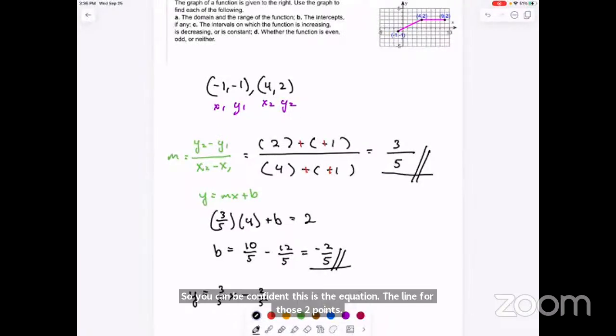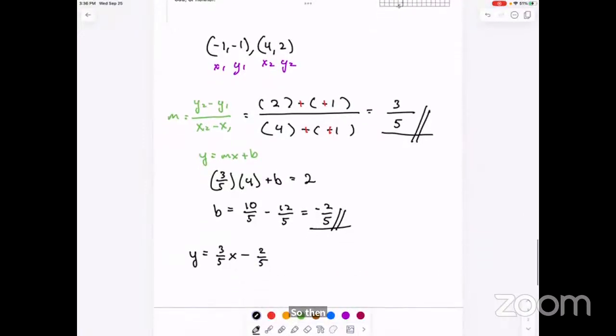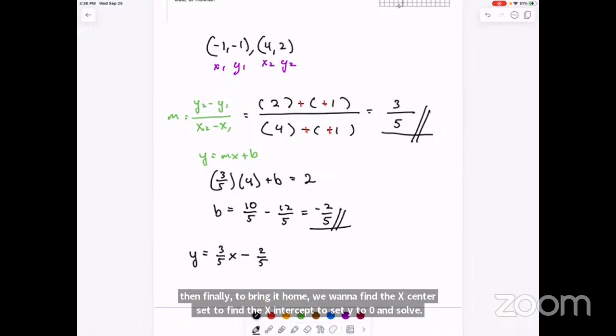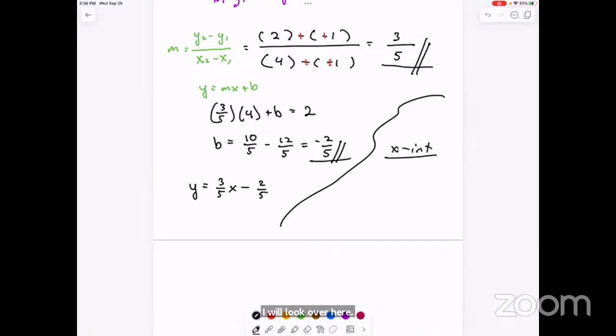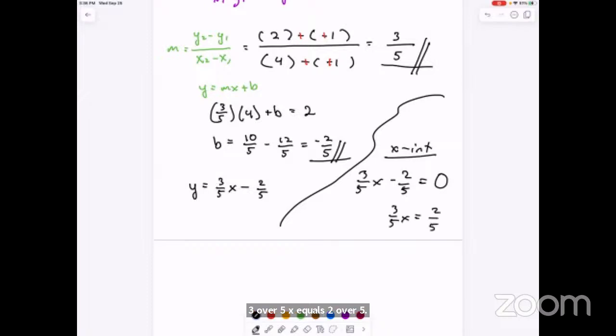So then finally, to bring it home, we want to find the x-intercept. To find the x-intercept, we set y to 0 and solve. So if we set y to 0, we have 3 over 5x minus 2 over 5 equals 0. 3 over 5x equals 2 over 5. So we multiply both sides by the reciprocal. That's the same as dividing by 3 over 5, right? These cancel. So it looks like the x-intercept is going to be a positive 2 over 3.